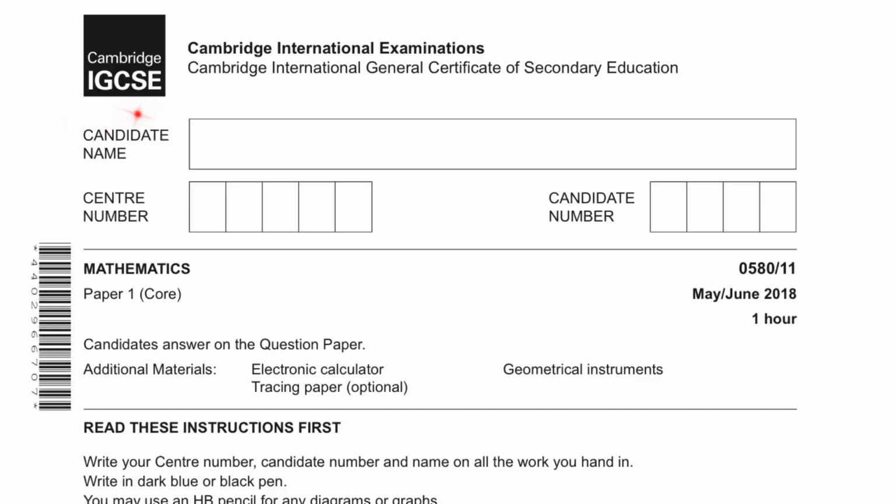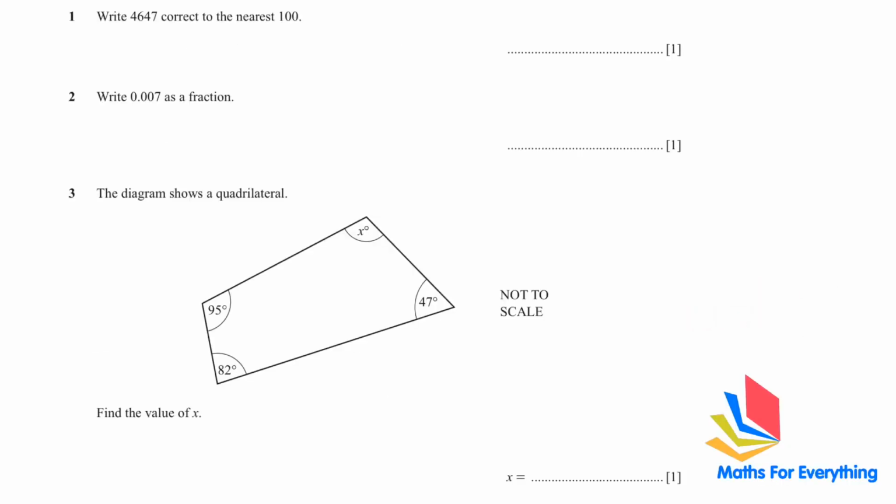Today we are going to solve Cambridge IGCSE Mathematics Paper 1 Core, Variant 1-1, May-June 2018. Let's start. The first question, write 4,647 correct to the nearest 100. 100 is at 6. Look at the number after 6. If it is 5 or more than 5, you add 1. If not, you will just write 4,600.